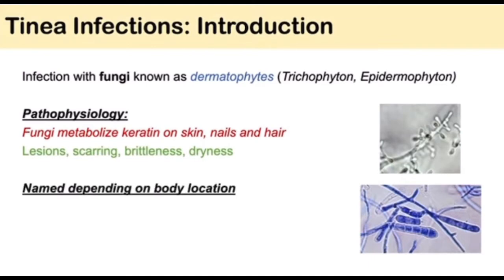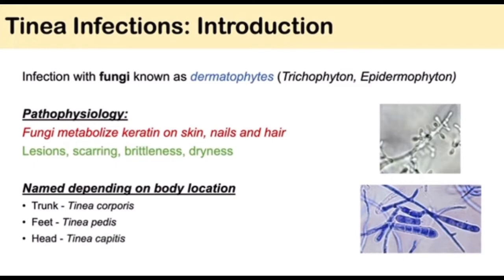Tinea infections are named depending on body location. If there is a tinea infection on the trunk, it's known as tinea corporis. If it's an infection on the feet, it's tinea pedis. If it's an infection on the head, it's tinea capitis. If it's an infection of the groin, it's tinea cruris. And if it's an infection of the nail, it's tinea unguum. We're going to talk about each of these in more detail in the next couple slides.